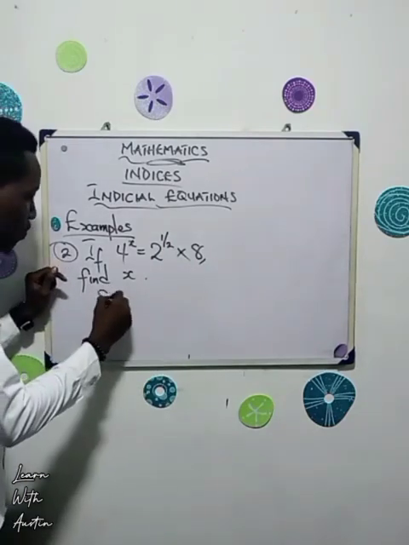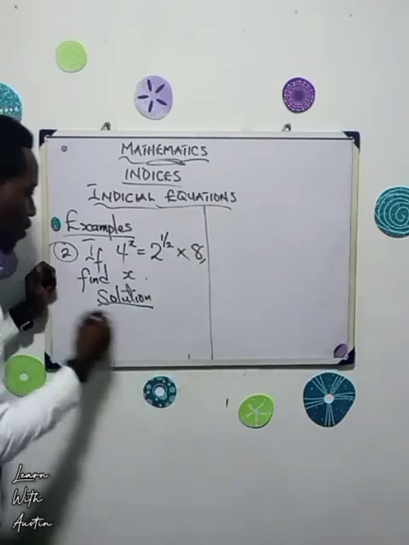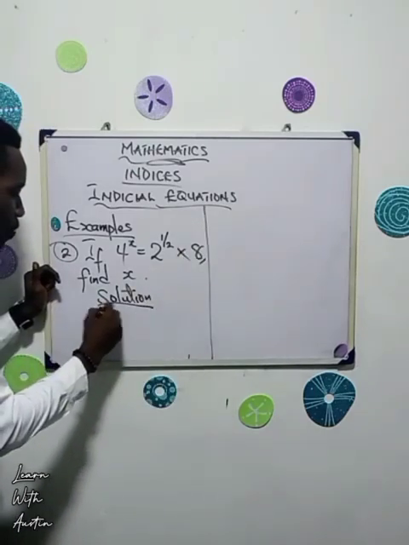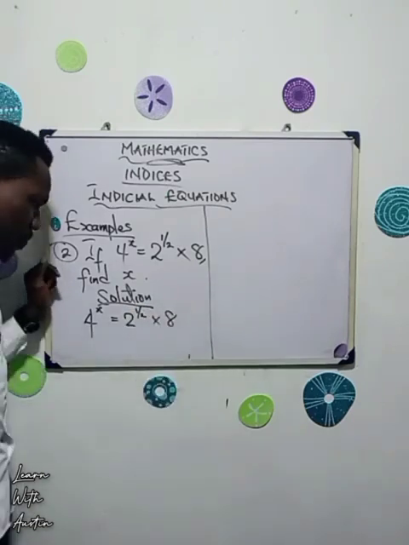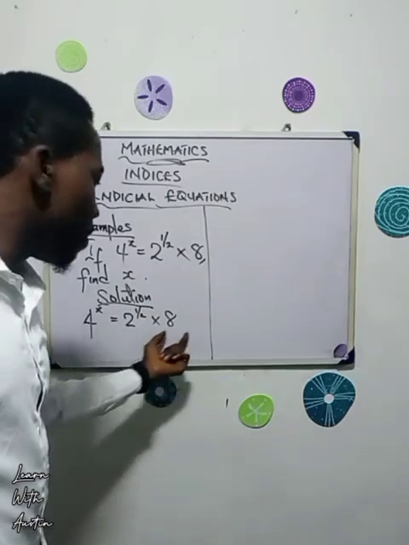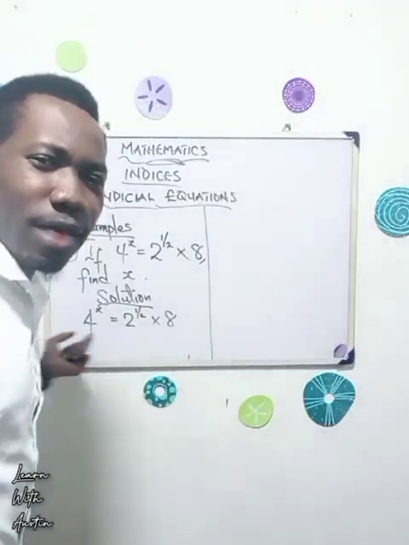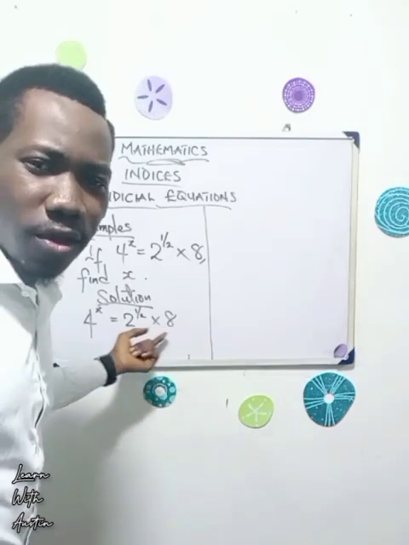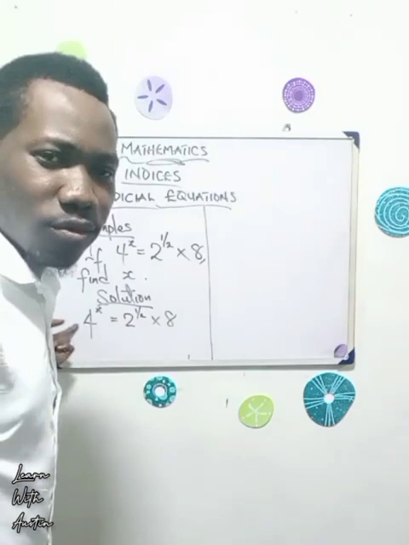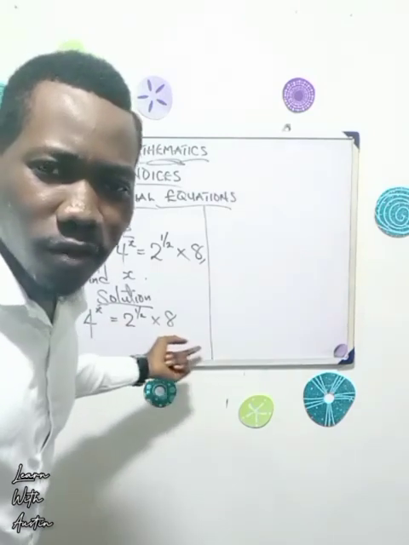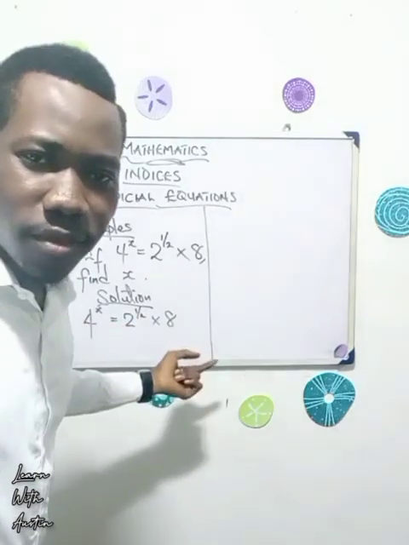So solution. Let's write out that question again. So you have 4 raised to the power of x equals 2 raised to the power of 1 over 2 times 8. So is there a way that we can express these numbers in index form so that we're going to have the same base? Make all of them to be of the same base. So how do we do that? What can we do to make all of them the same base?